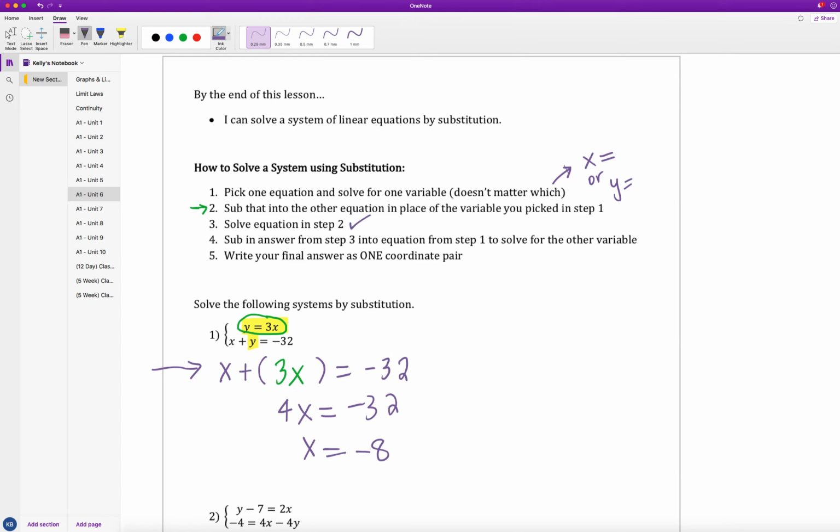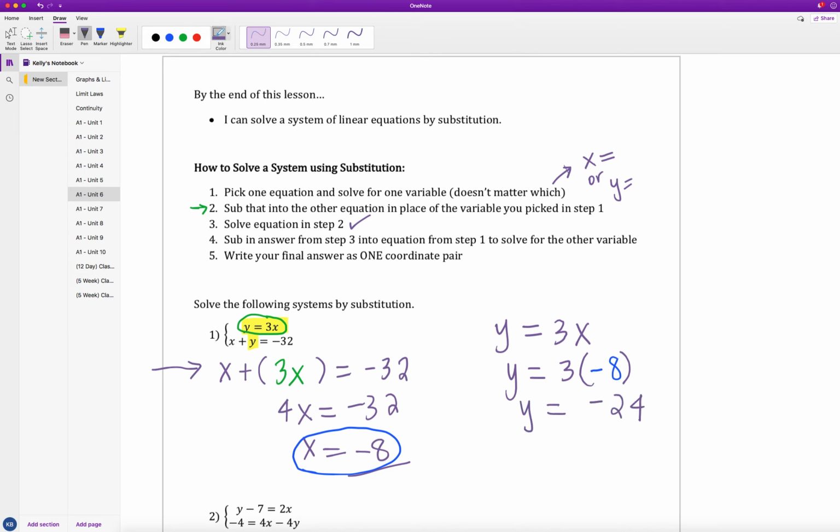What we want to do next is sub our answer that we just got, so x equals negative 8, into one of the two equations that we started with. So I'm going to use the first equation, y equals 3x, because we do need to sub it into the opposite equation. And we've already used the bottom equation so far. So as we sub it into y equals 3x, I'm going to sub in negative 8 for x, and I'll get y equals 3 times, we're going to substitute in this negative 8 value for x. So we get y equals 3 times negative 8. From here, we can simplify that. 3 times negative 8 is going to give us negative 24. And that is our value for y.